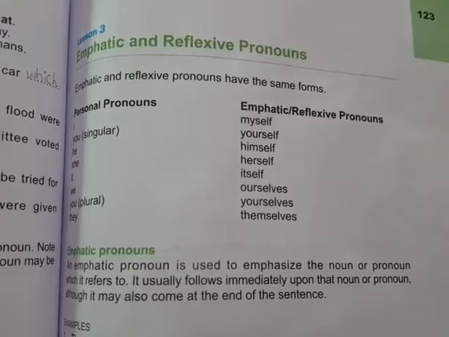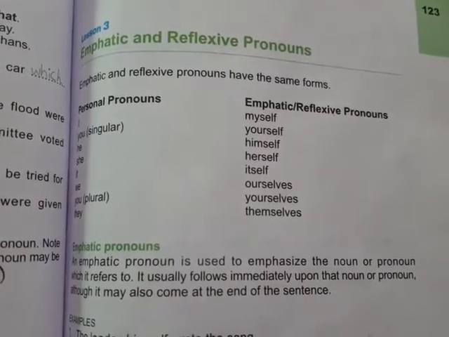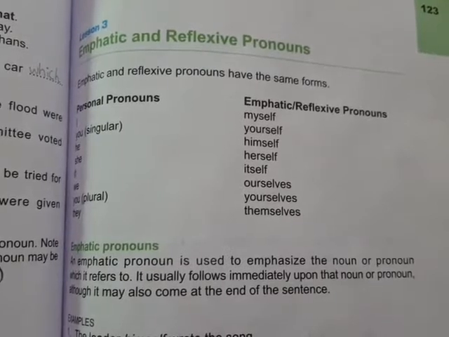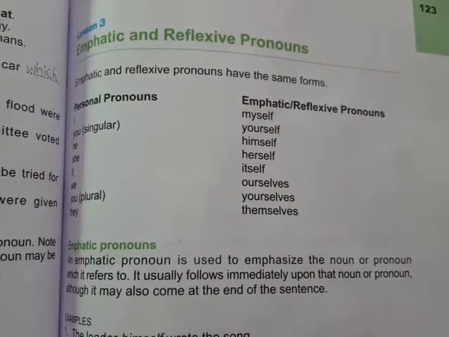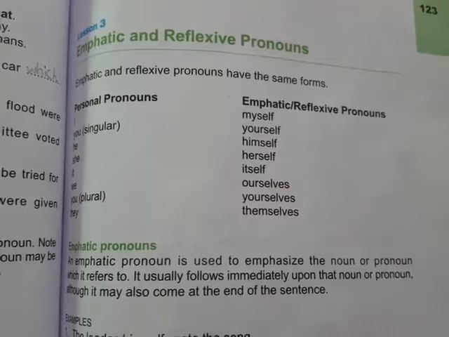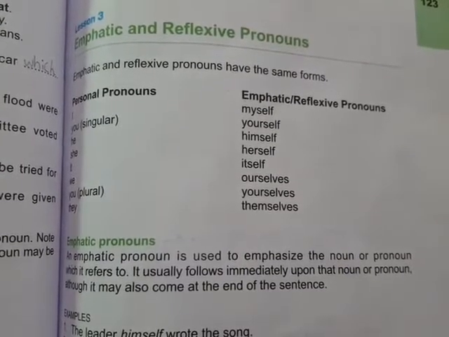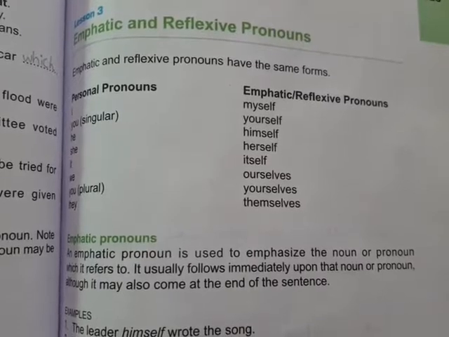You is the second person pronoun which is used with the singular and plural. So in case of singular, we just added self, it became yourself, and in case of plural, we add selves and it becomes yourselves.